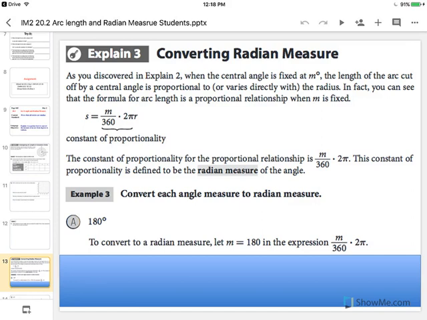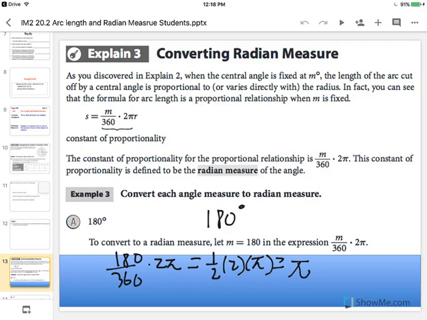Okay, so then we can have 180 over 360 times 2 pi, right? So then this is 1/2 times 2 times pi, which is reduced to just pi. Okay, so then we say that 180 degrees is the same as pi, and this is in terms of radian. Okay, and this is in terms of degree.